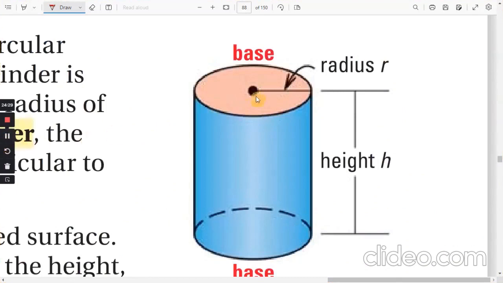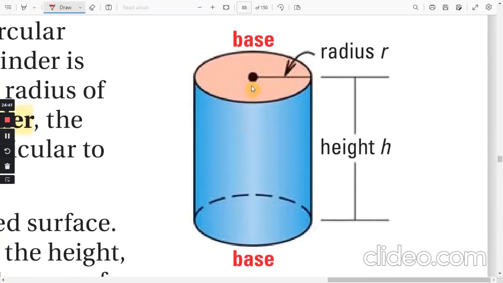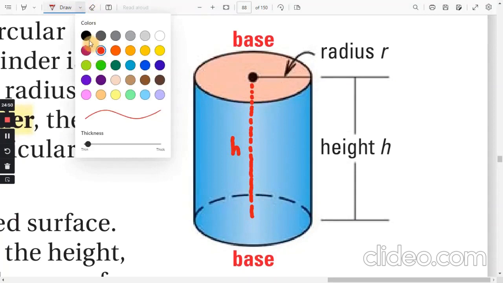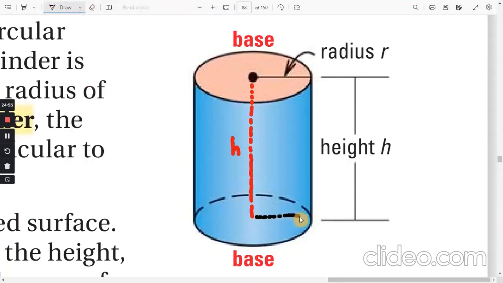All right, so for the cylinder, we can see the base is a circle, and the height is the distance between the two bases. So if I were to draw the height inside the cylinder like that, that would be h, and then I can draw in the radius on one of the circles. It basically is going to make a right angle with the bases on the top and the bottom.